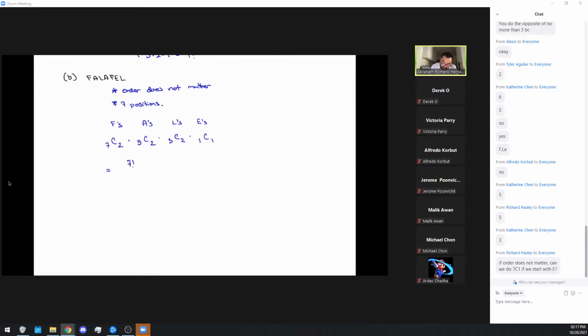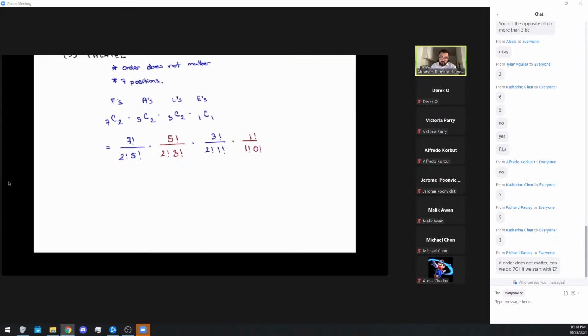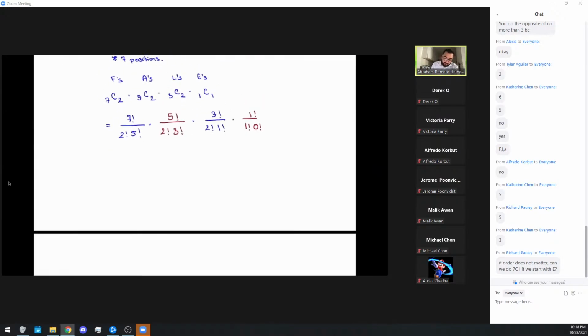This is the same thing as saying 7 factorial over 2 factorial times 5 factorial, times the next one, which is 5 factorial over 2 factorial times 3 factorial, times 3 factorial over 2 factorial times 1 factorial. And lastly, 1 factorial over 1 factorial, and then 0 factorial in the denominator, like that. So that's what we have.